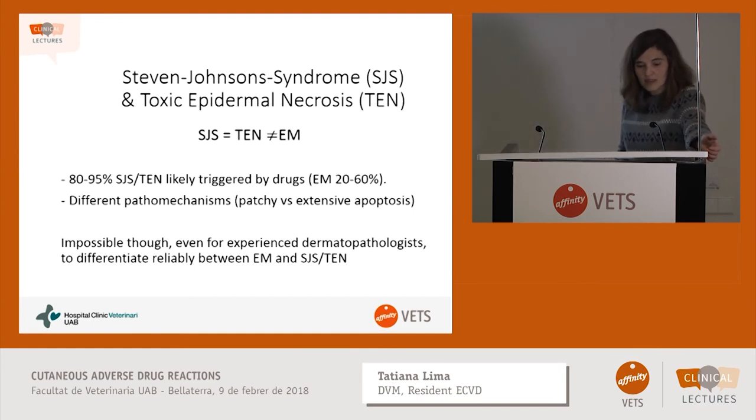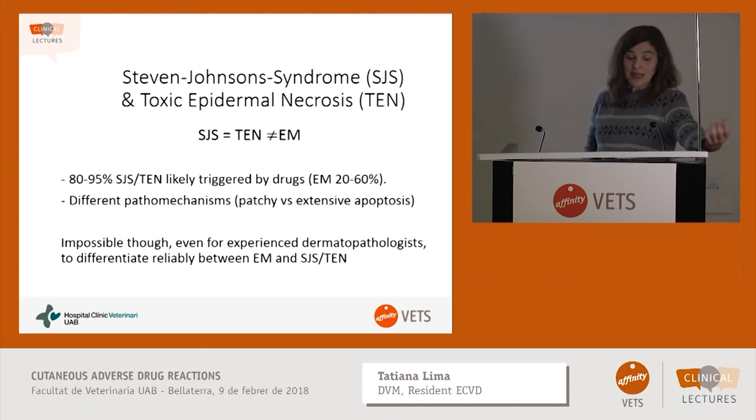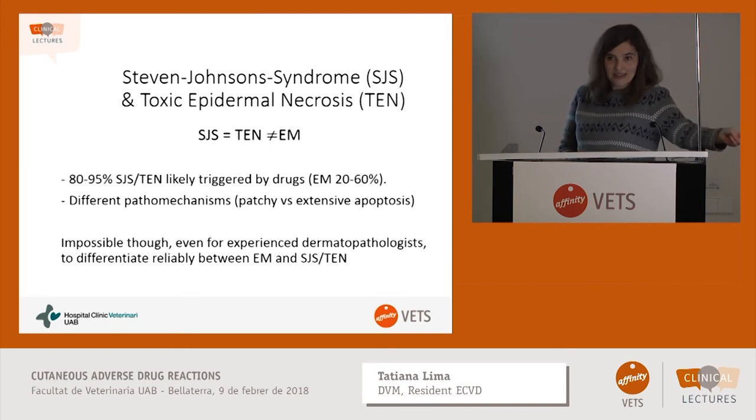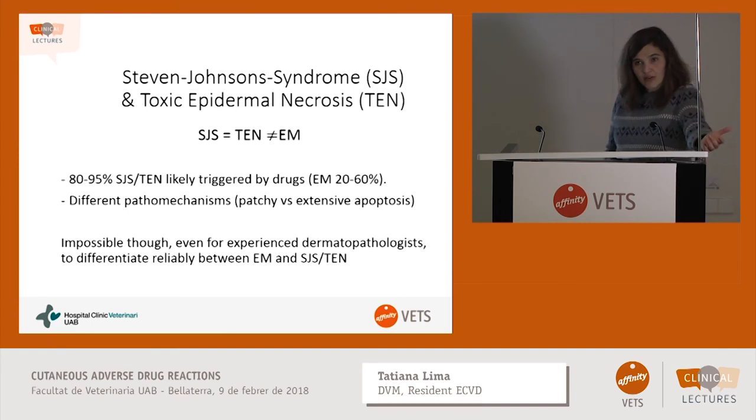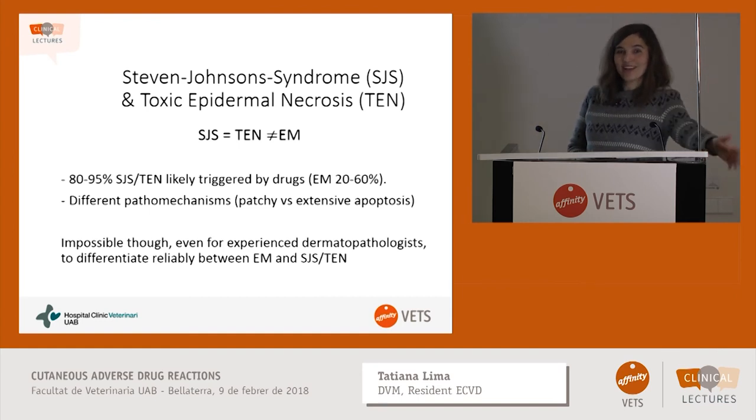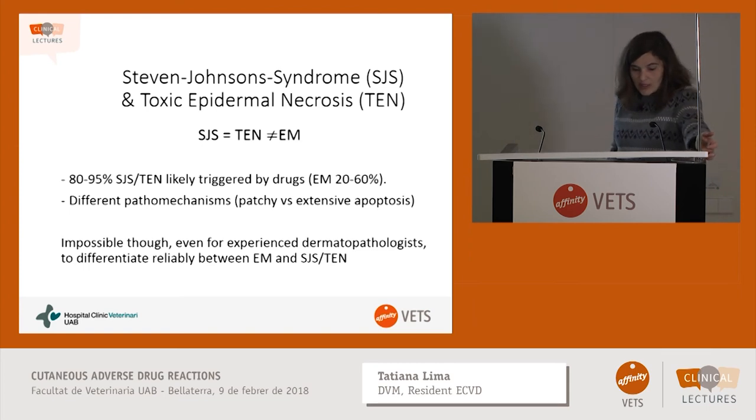They have different pathomechanisms. Erythema multiforme happens because there's single cell death, called apoptosis. And in Stevens-Johnson and toxic epidermal necrosis, it's not a single cell death, it's a group of connected cells that are dying, so it's necrosis. And literally, in this disease, the skin dies. So it's a very, very severe condition. I would say it's the one that I would love you to go and remember, and know how to recognize if it happens with your patients.